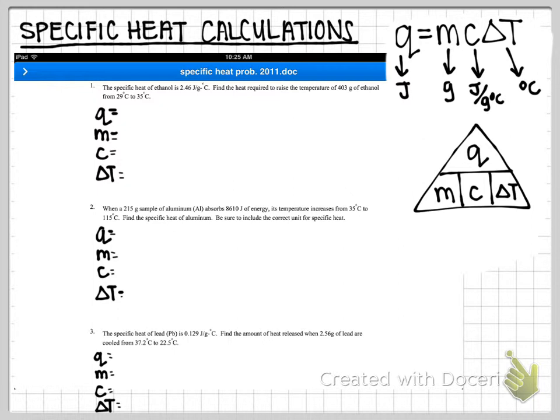So in problem number 1, it says the specific heat of ethanol is 2.46, so that's your C. Find the heat required. So heat required is your Q, or your joules, so that's what we need to solve for. To raise the temperature of 403 grams, so 403 grams is mass, from 29 to 35 degrees Celsius. So we take 39 minus 25 to find the change in temperature.